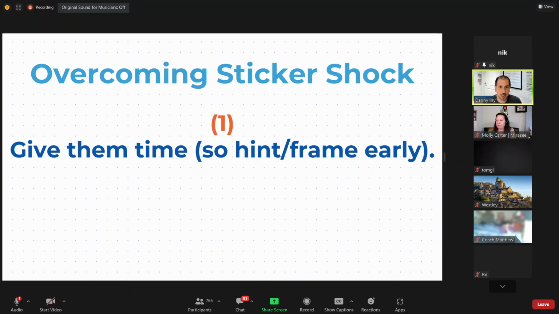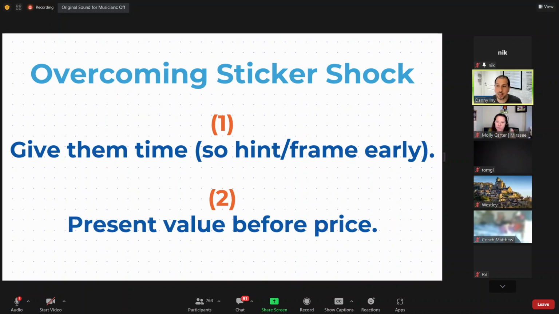Hint and frame early. Second, present value before price. Never lead with the price, right? Sometimes people will try to get around it. They'll say, well, what does your program cost? But you don't want to start with the price, not because you're withholding information, but because price doesn't mean anything without context, right? If I tell you, hey, I've got this program, it costs $27,000, and that's all I say, all you know about the program is it costs $27,000. What do you get for that $27,000? I don't know. So there are 27,000 reasons not to buy it, but there are no reasons to buy it. So let's make sure they understand the context and what the $27,000 pays for before you get around to that. So give them time, so hint and frame early, and present value before price.